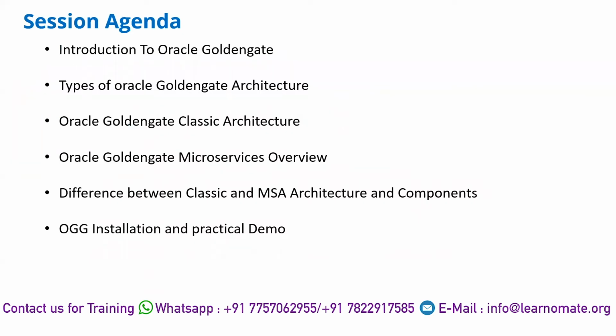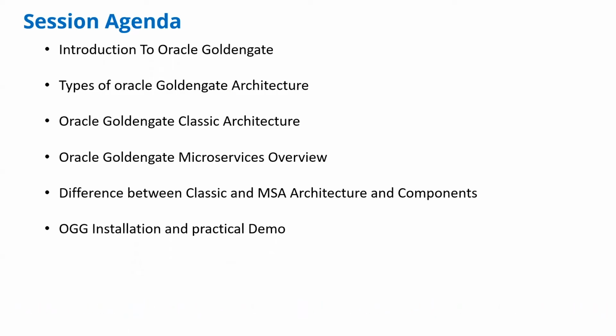So the session agenda, the 2-day session agenda, basically includes an introduction to Oracle GoldenGate, different types of Oracle GoldenGate architecture, Oracle GoldenGate Classic Architecture, and microservices architecture. What is the difference between GoldenGate Classic and microservices architecture and components? Oracle GoldenGate installation and a practical demo also will be done. We'll be doing installation of 21C as well, and I'll show you the difference of installation between 21C and 19C. The latest version of GoldenGate is 21C.